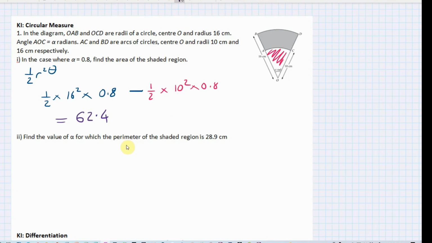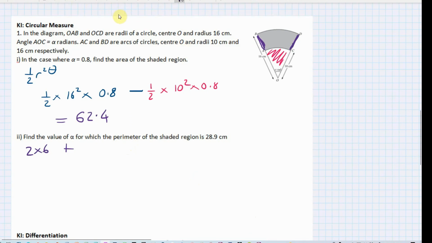Now I'm going to do the second one, which is find the value of alpha for which the perimeter of the shaded region is 28.9. Well, first step is to realize that this bit here and this bit here are each 16 take away 10, so 2 times 6 for those bits.